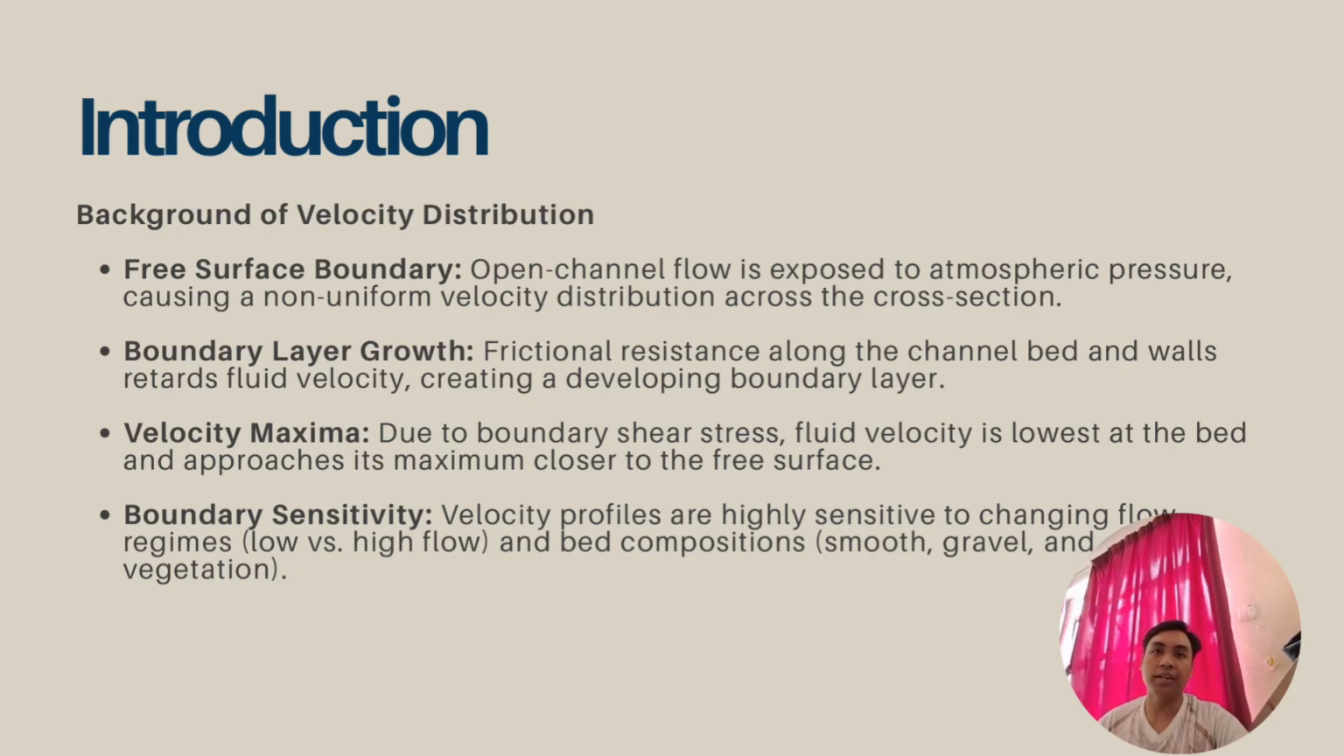First of all, for the introduction part, there is a background of the velocity distribution. Free surface boundary: an open channel flow is exposed to atmospheric pressure, causing a non-uniform velocity distribution across the cross-section. Next, for the boundary layer growth, frictional resistance along the channel bed and walls retards fluid velocity, creating a developing boundary layer.